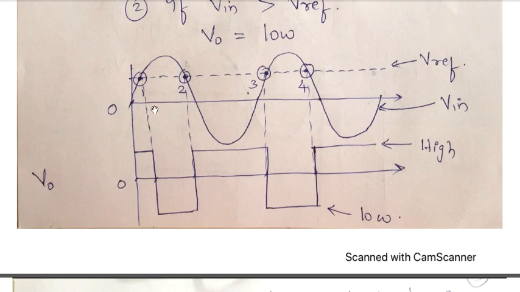To start drawing, I obviously have to start from 0, that is from this 0. So to start drawing from 0, I have to start comparing input and reference. So I compare from 0 to the intersection point number 1. I ask the same question: is V input less than or greater than the reference voltage? So from 0 to 1, if you can see this much waveform, is it below or above the reference voltage? It is below the reference voltage, which means V input is less than V reference.